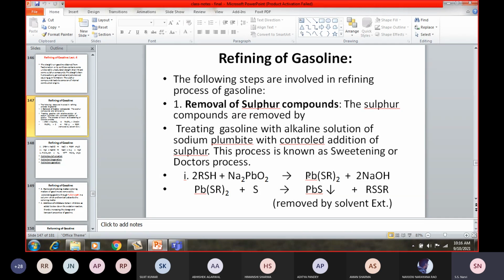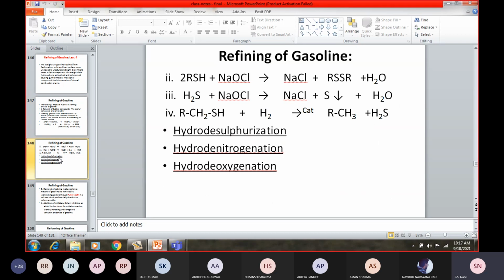You are getting this here, and then further sulfur is added, where lead is precipitated as lead sulfide, and organic disulfide is generated. This is precipitated, and this organic disulfide is removed by the solvent extraction method. There are certain other methods for refining of sulfur, and this I have not completed yet. So you can go through the book.